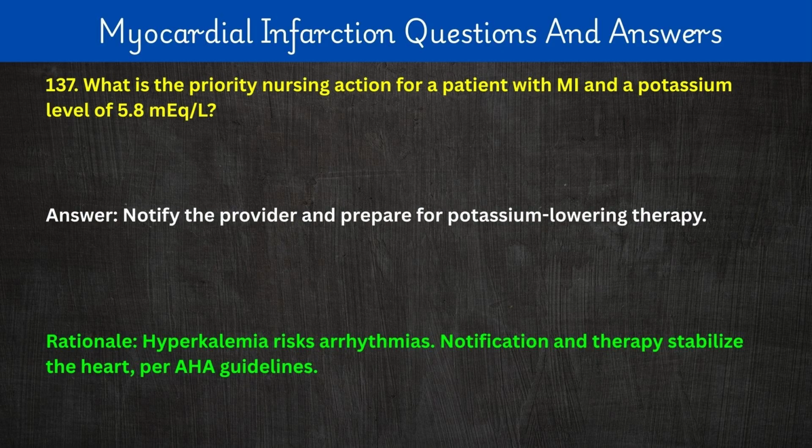137. What is the priority nursing action for a patient with MI and a potassium level of 5.8 milliequivalents per liter? Answer: notify the provider and prepare for potassium-lowering therapy. Rationale: hyperkalemia risks arrhythmias. Notification and therapy stabilize the heart, per AHA guidelines.